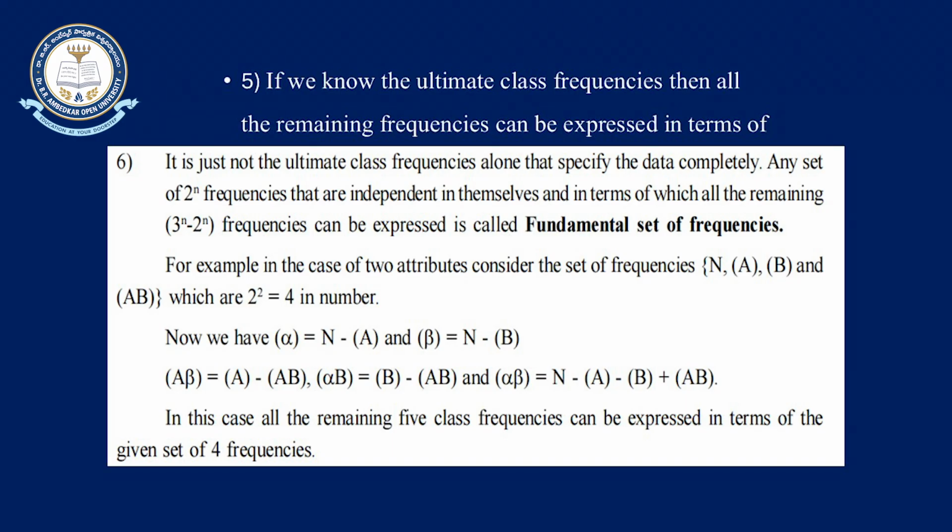For example, take the attributes with frequencies bracket N, bracket A, bracket B, and bracket AB. That is 2 squared, 4 frequencies we can generate. Now for alpha, bracket alpha equals N minus bracket A. For beta, bracket beta equals N minus bracket B. Bracket A beta equals bracket A minus bracket AB, and bracket alpha B equals bracket B minus bracket AB. Bracket alpha beta equals N minus bracket A minus bracket B plus bracket AB. These are the formulas we can apply. So the 4 classification frequencies are expressed in terms of a set of 4 frequencies. These are the observations we can check.